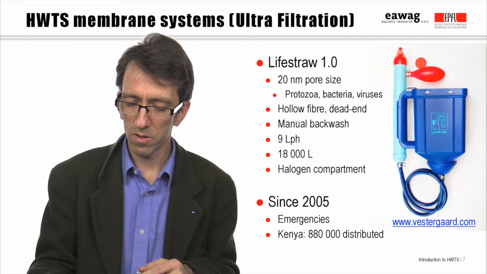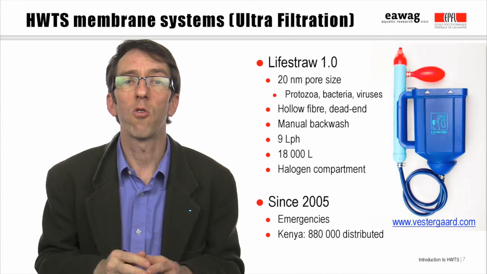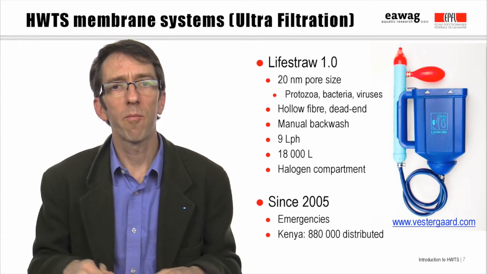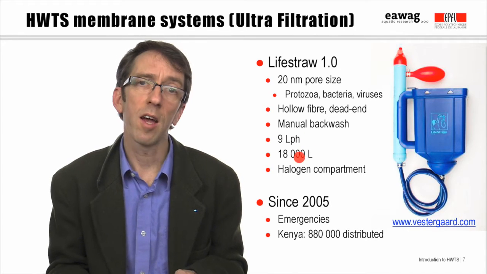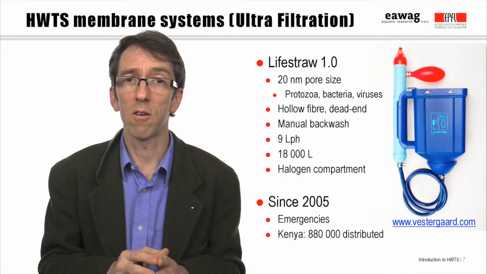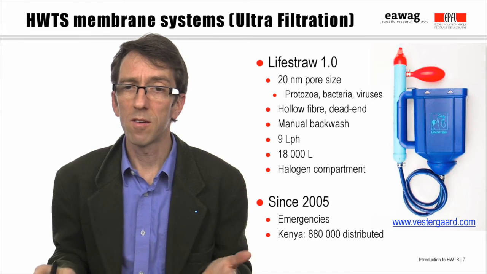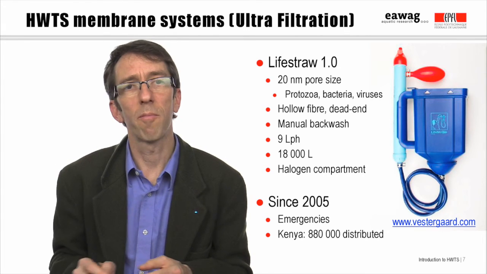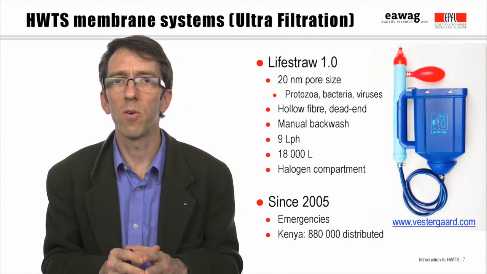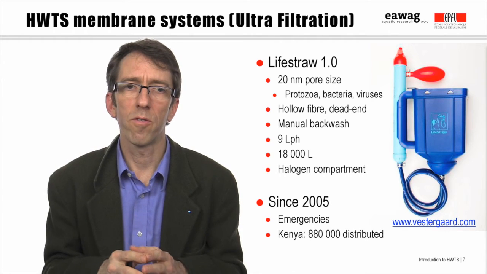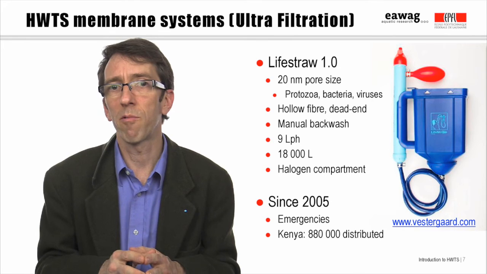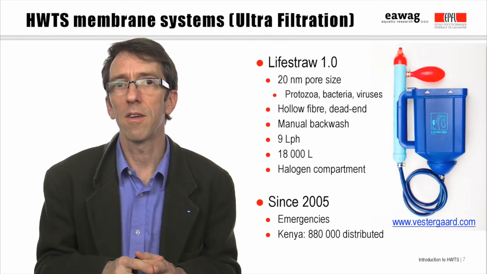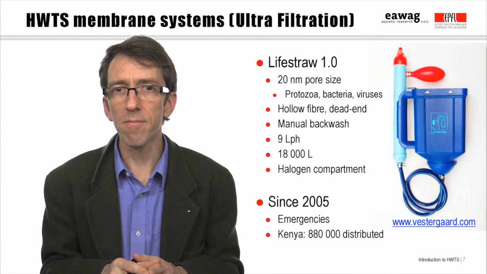The system includes a red bulb for manual backwash, and it can produce about 9 liters of water per hour, with a lifetime of about 18,000 liters. The system also includes a halogen compartment where a chlorine tablet can be put, and this isn't for removal of pathogens as much as for preventing of membrane fouling and minimizing the need for backwashing.